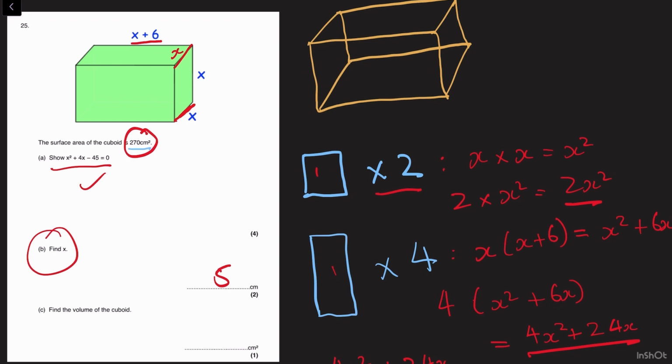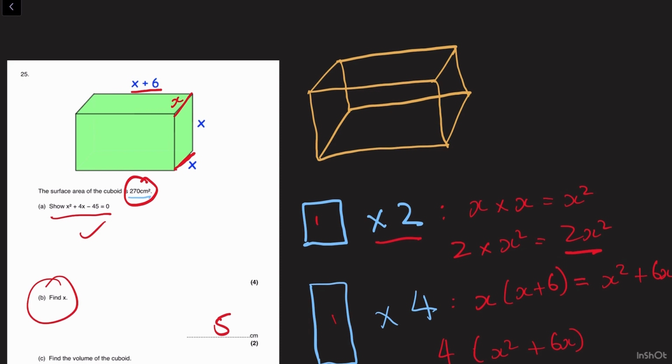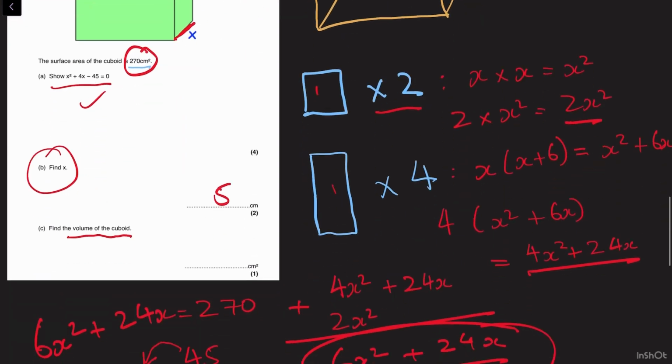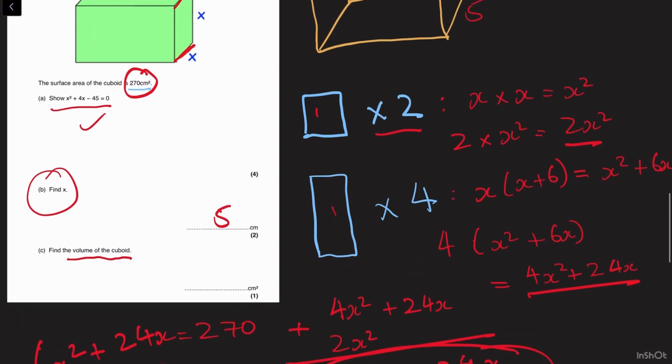Now the final question is, find the volume of the cuboid. The way you work out the volume of a cuboid is just times all the sides together. So we know this is 5, we also know this side is 5, and then 5 plus 6. So instead of writing x here, we write 5, which equals 11. We know the top part here is 11. So to work out the volume of the cuboid, we just have to do 11 times 5, which equals 275 centimeters cubed.